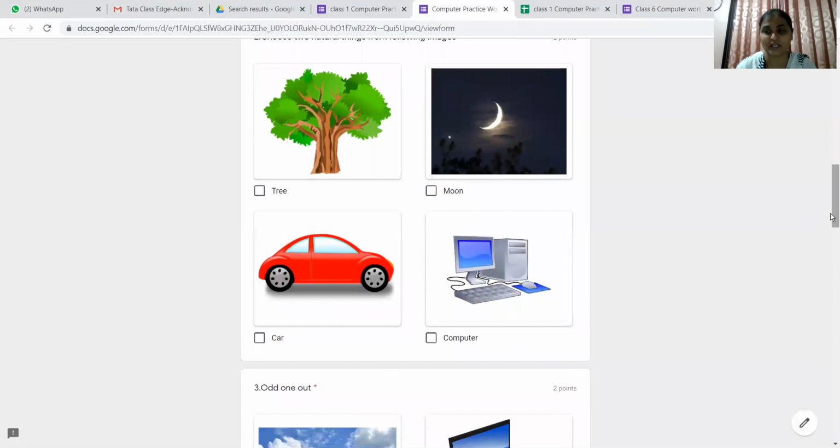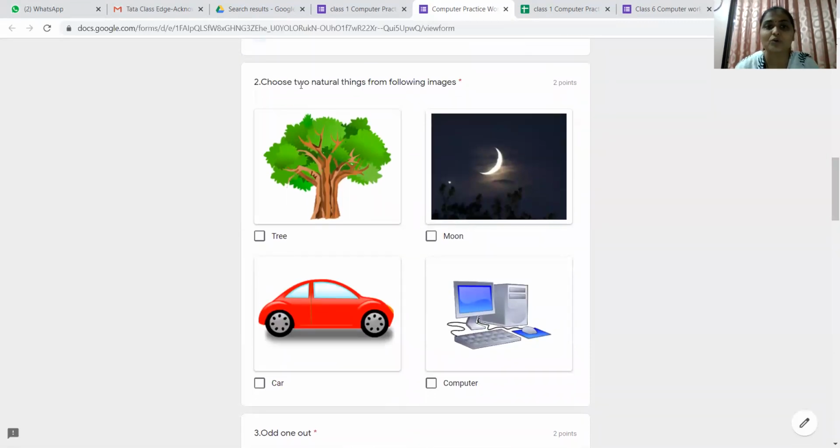Now the next question is, choose 2 natural things from the following images. Now, as in the previous question, we had to choose 2 man-made things. In this question, we have to choose 2 natural things. Okay, I can see in the first image, a tree is given. So, is the tree natural? Yes, tree is natural. Okay, here I can see a car is here. But car is, no, it's not natural. Car is a machine. So we are not going to check this.